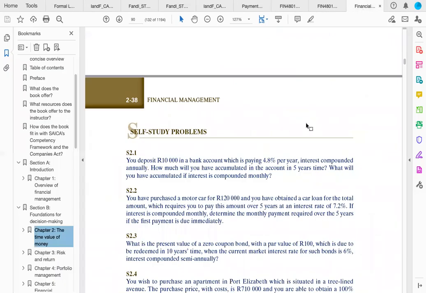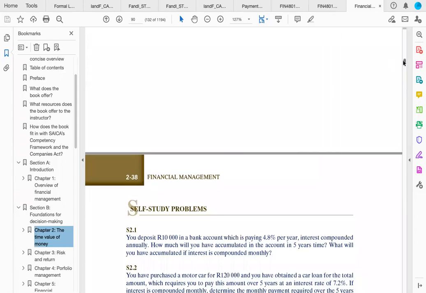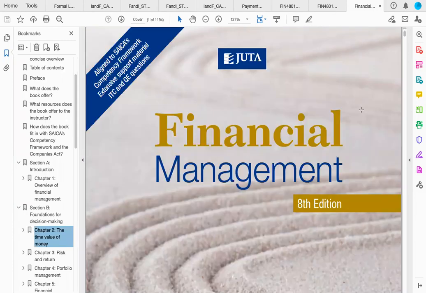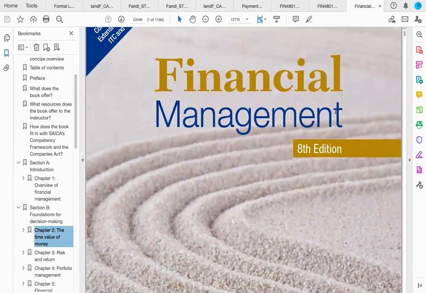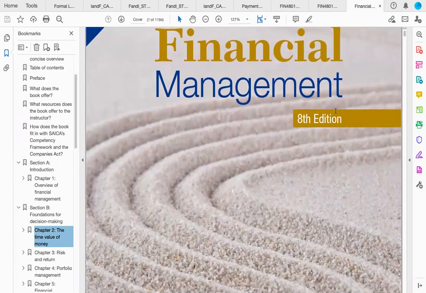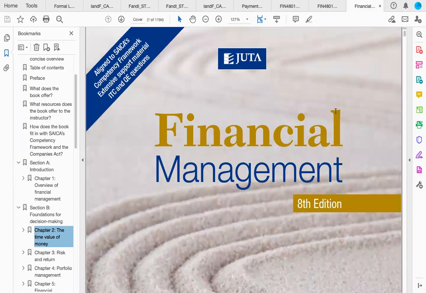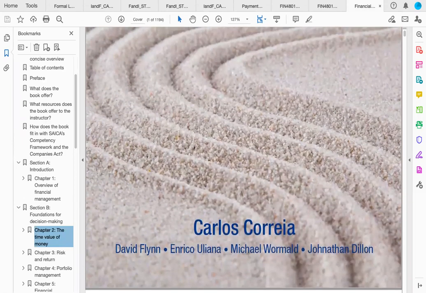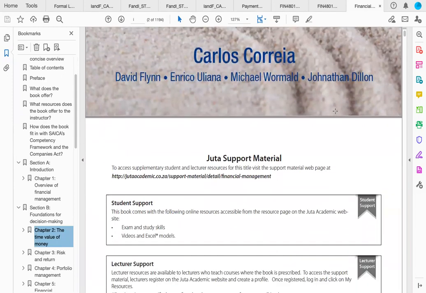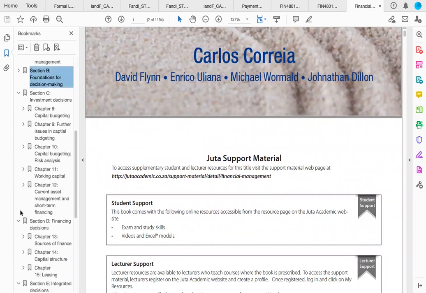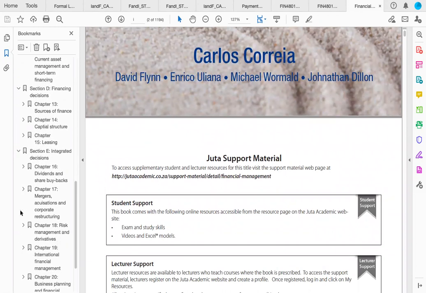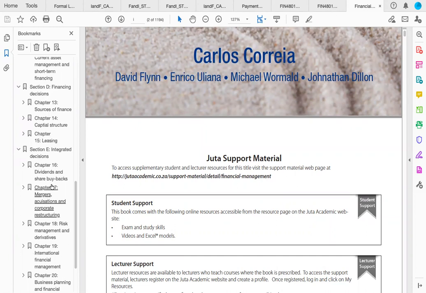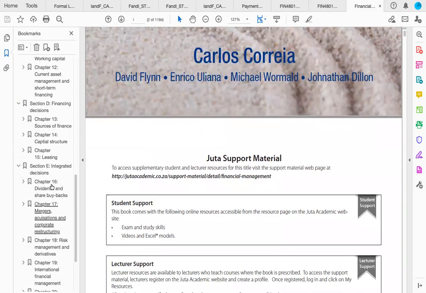This is class number 1 in the course, and it's the sister module to FIN3701, part of the UNISA financial management courses. The module is based on the prescribed textbook by Carlos Correa, and basically advanced financial management goes through the first 17 chapters of the prescribed textbook.